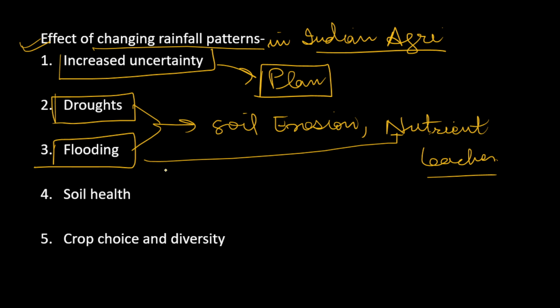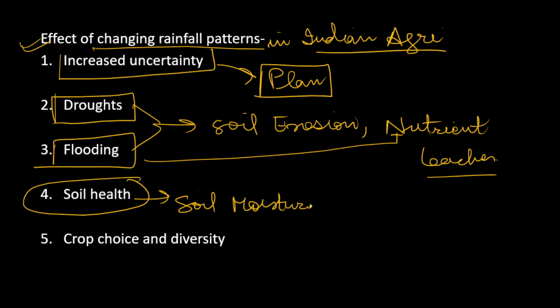Soil health is very much impacted, because soil moisture levels are directly dependent on rainfall. If the rainfall is low, the soil moisture levels will be low. If the rainfall is good, soil moisture levels will be high. So that will be another factor.